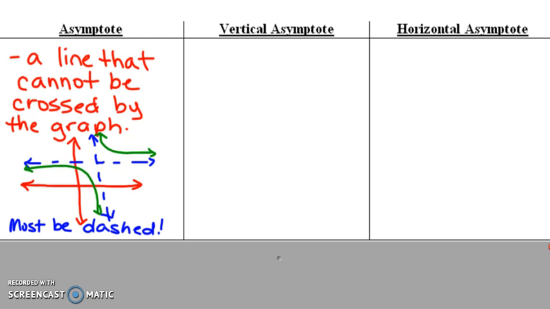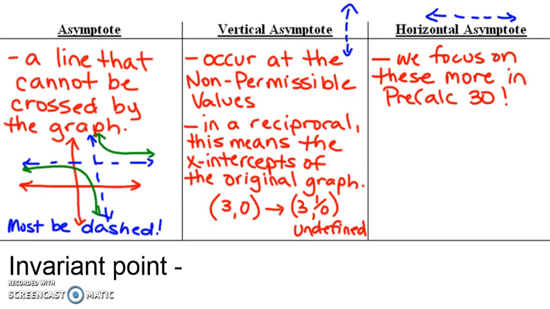Now there's two types of asymptotes. There's vertical ones, so ones that go up and down, and there's horizontal ones, so ones that go left and right. So please write down the notes for the vertical asymptote and the horizontal asymptote. But basically, again, the vertical asymptote is up and down. So the up and down vertical asymptote occurs at the non-permissible values. And remember that the non-permissible values are wherever your reciprocal is undefined. So those are the places where you divide by 0. Now, in a reciprocal, that means the x-intercepts of the original graph are where the vertical asymptotes are then going to take place.